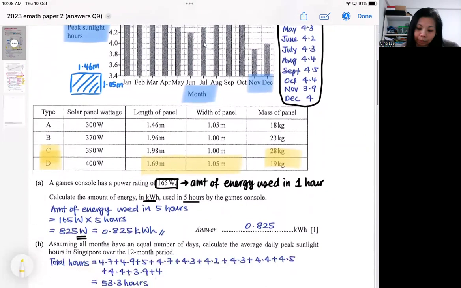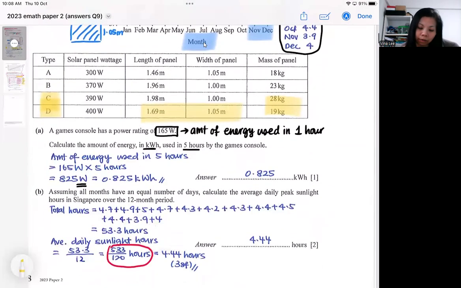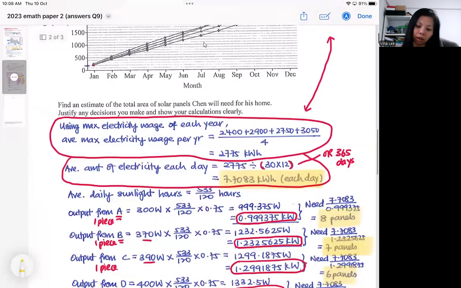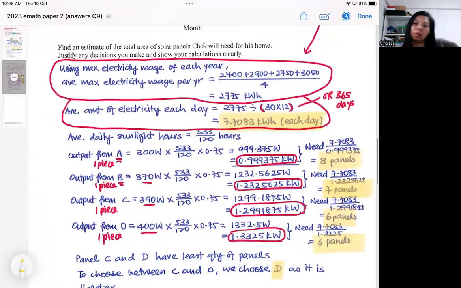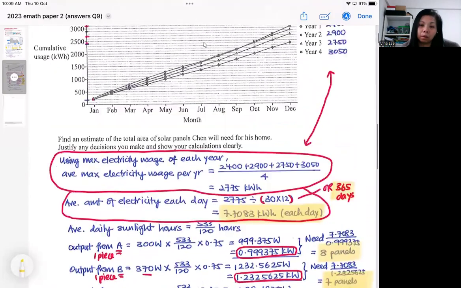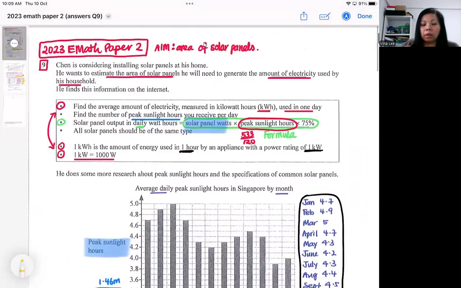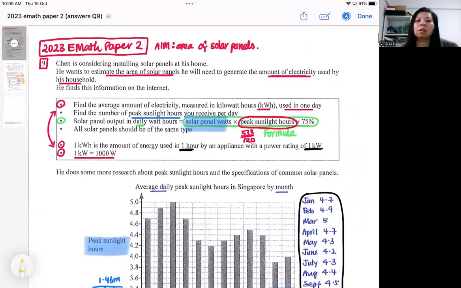Okay, so for example, if you use some variation, you might find that the answer can differ a little bit. It doesn't matter as long as you justify. So for example, some people, if they use 365 days, then maybe the amount of electricity each day will differ a little bit. Okay, so you look through the whole idea. Eventually, it's not that difficult. It's just that there's really super lots of data for you to process.